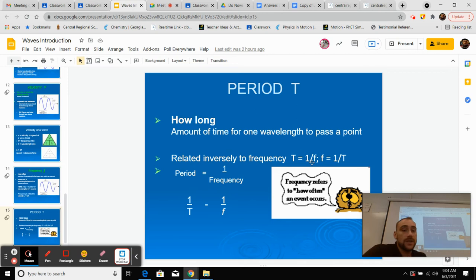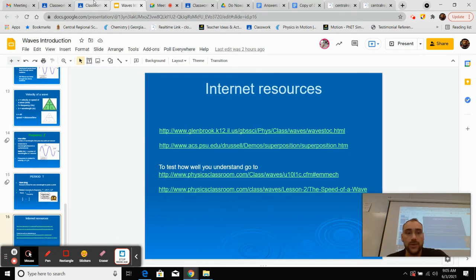Period: the amount of time it takes for one cycle or one wavelength to pass a point. It's inverse to the frequency. So if you know the frequency, you just do 1 divided by that to find the period, or vice versa.